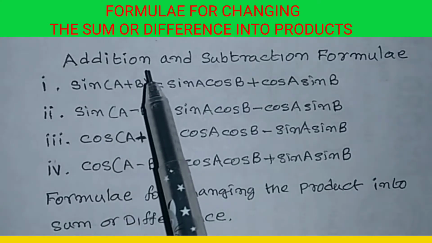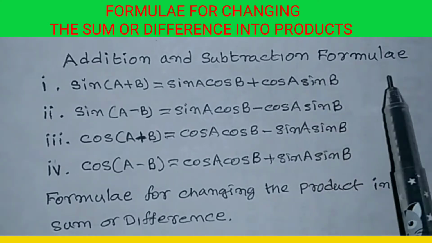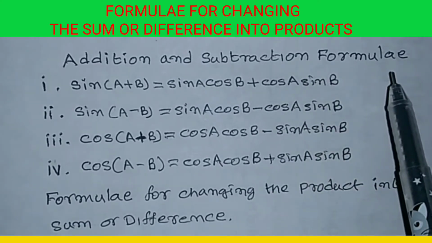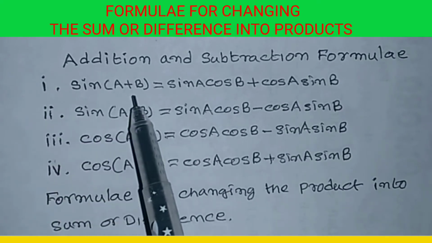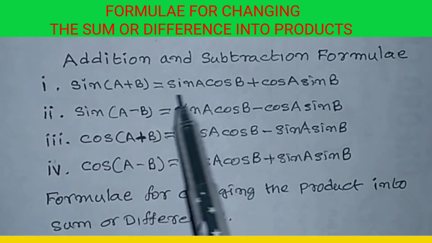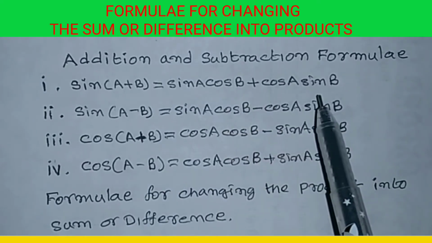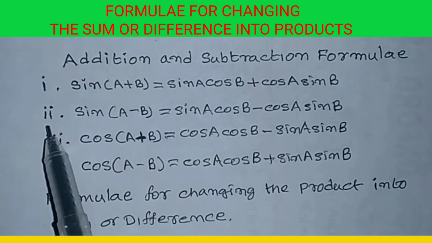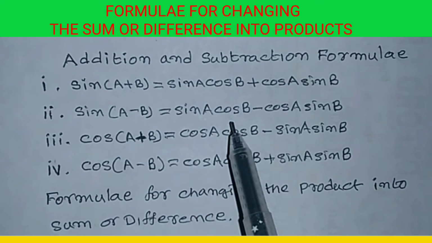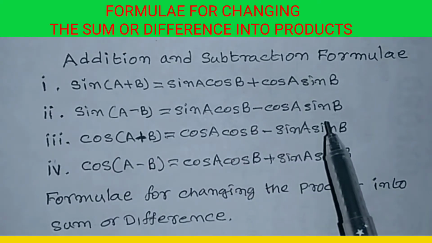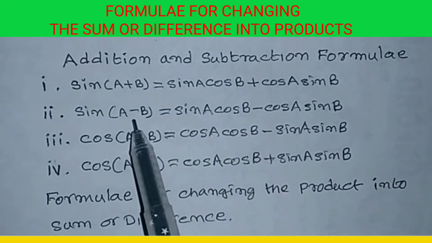Addition and subtraction formulae. Sin A plus B is equal to sin A cos B plus cos A sin B. Sin A minus B is equal to sin A cos B minus cos A sin B. Plus plus, minus minus.